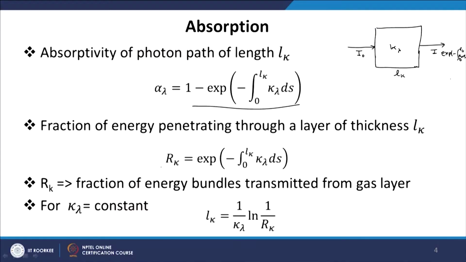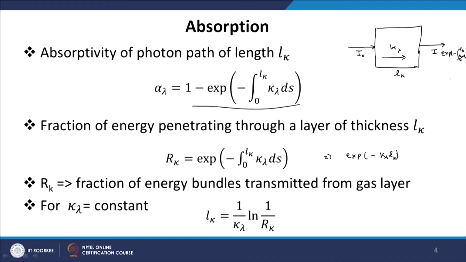So this transmissivity of the gas layer is related to the random number cumulative distribution function we define. Rk is equal to exp(-∫₀^Lk κλ ds), where we have taken 0 to Lk because we are taking a general case where the absorption coefficient may vary over the path length. So we are taking an integral. If the absorption coefficient does not vary, this will be simply equal to exp(-κλ s), so this will be equal to Lk.